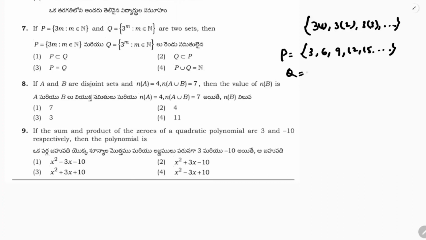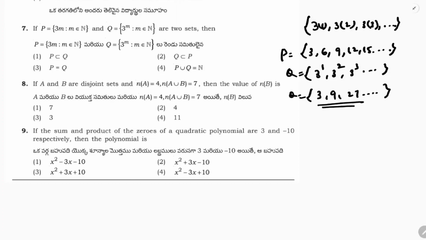Q is 3 power m. So it is 3 power 1, for natural numbers, again 3 power 2, 3 power 3, and so on. So in Q you will get 3, 9, 27. So all the elements of Q will be in P. So Q is a subset of P. All the elements of Q are in P. So the correct option is 2.